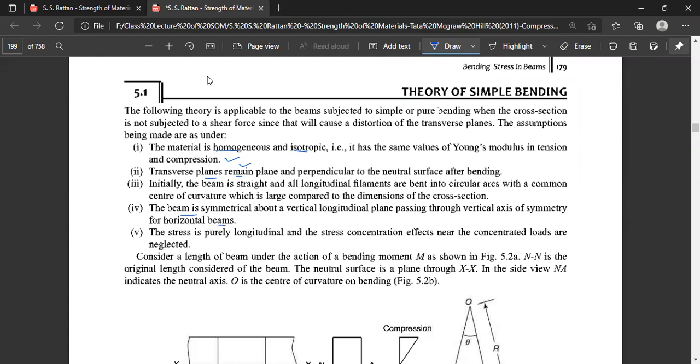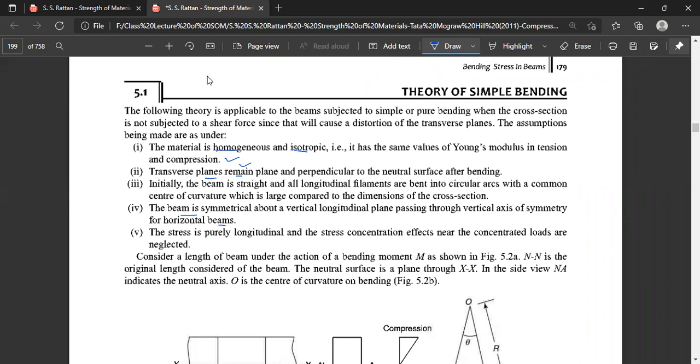The stress is purely longitudinal. So always all these stresses are longitudinal stresses. The stress concentration effects near the concentrated loads are neglected.